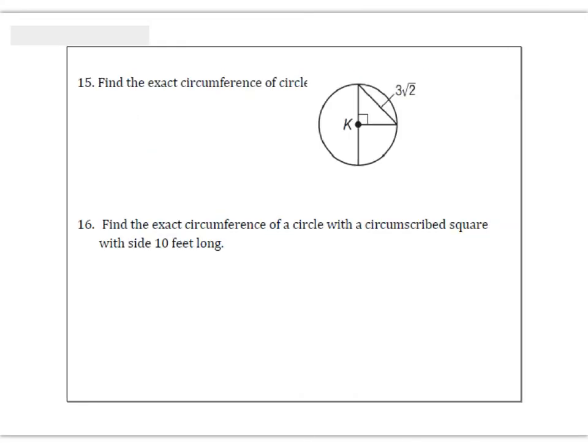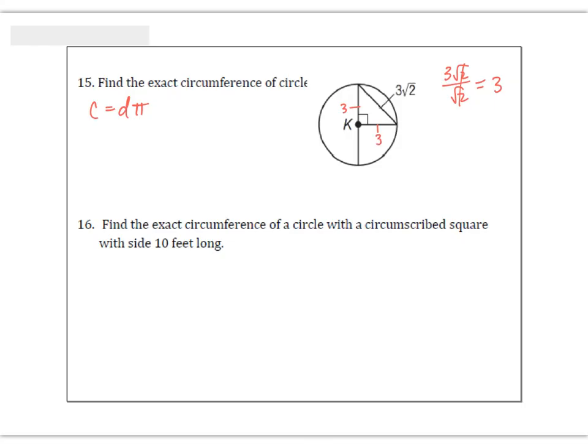Let's try another one. Find the exact circumference of this circle. Remember, circumference is diameter times pi. We need to figure out what the diameter is. In this case, we have 2 radii that are part of a triangle. So these 2 sides are the same length, which means we end up with a 45, 45, 90 triangle again. So we could, to find one of the legs, take 3 root 2 and divide by root 2 and get 3. Both of those would be 3.